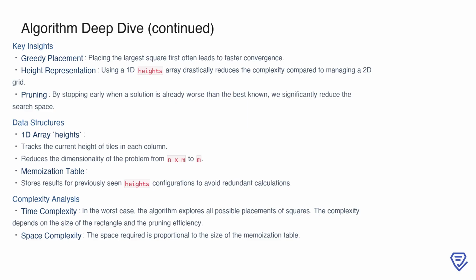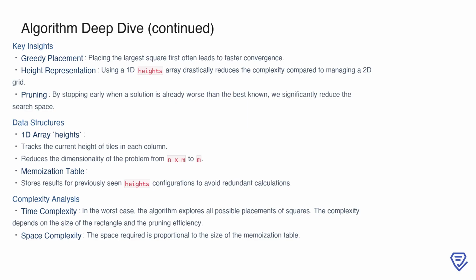To support the algorithm, we rely on two main data structures. The heights array tracks the current height of tiles in each column, reducing the problem size from n by m to just m. The memoization table stores results for previously seen heights configurations, ensuring we don't repeat computations unnecessarily. Regarding complexity, the time required depends on the rectangle's dimensions and how effectively pruning reduces the search tree.